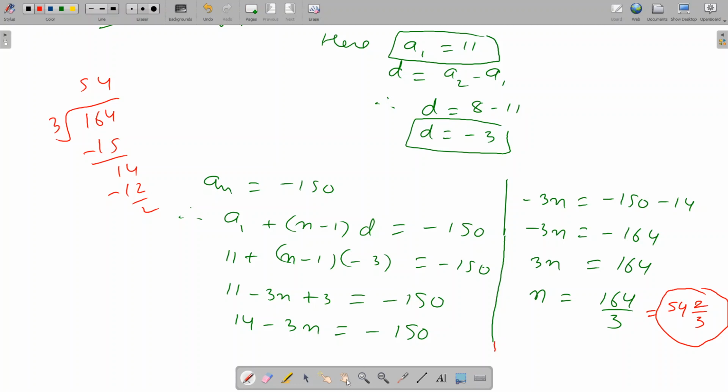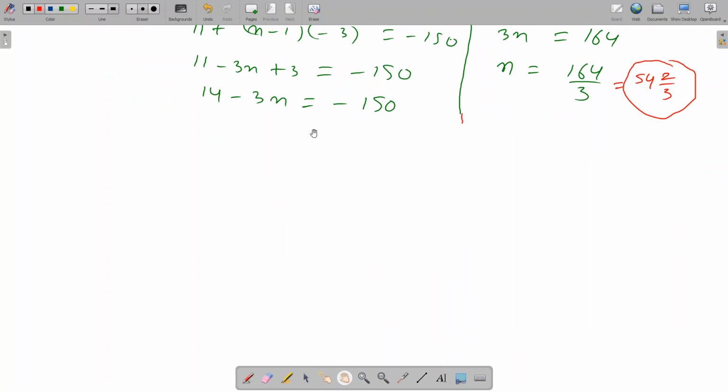Here n equal to 54 and 2 by 3. This is not a natural number. The number of terms can be the first term, second term, third term. Number of terms can be 1 term, 2 terms, 3 terms, 4 terms, 5 terms, like that. It cannot be a fraction. So this is not a natural number.